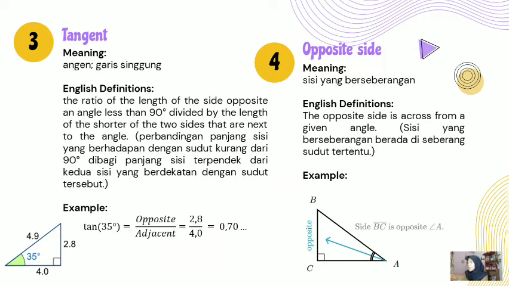Number 4, opposite side. Meaning is sisi yang berseberangan. English definition: the opposite side is across from a given angle. For example, in the picture.